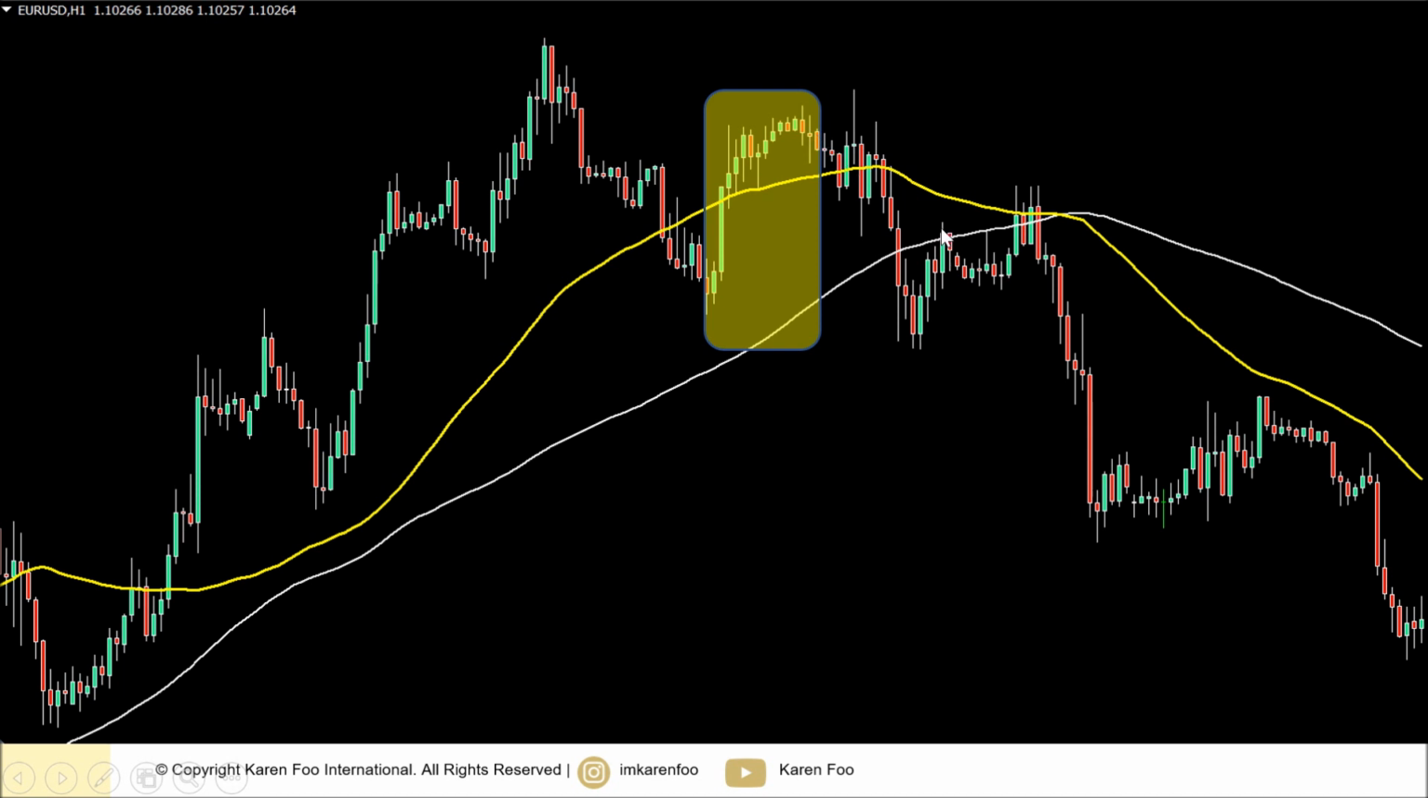And in this case, yes it did, okay? The bullish trend ended and your 50 started to cross below the 100. So you can see that price is always a leading indicator.